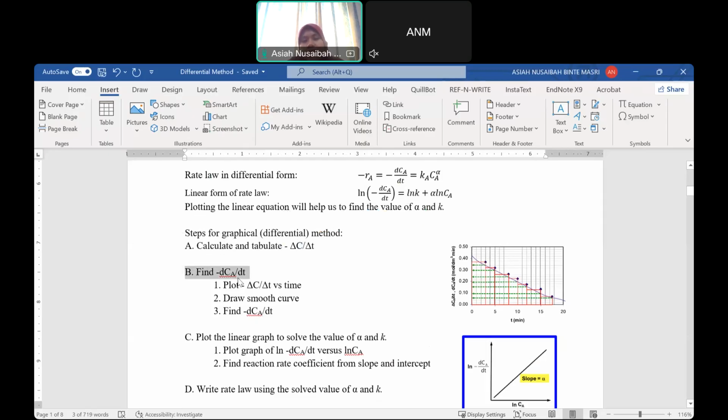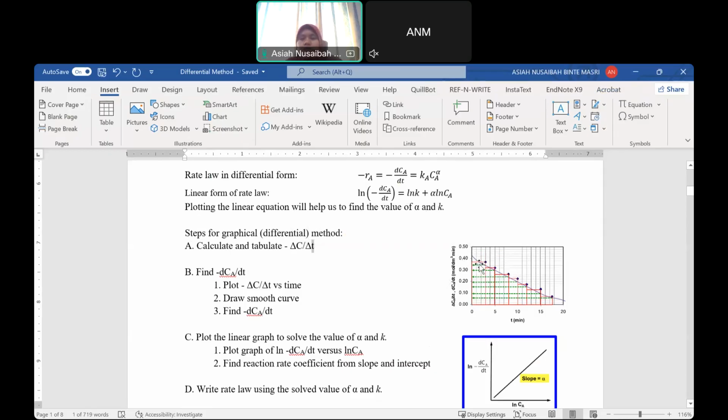To find minus dCA over dt from minus changes of concentration over changes of time, we have to plot a histogram. Here on the right, I show an example. So you have to plot the graph. How do you do it? You know the changes of concentration over changes of time. That would be your y-axis, and your x-axis will be time.